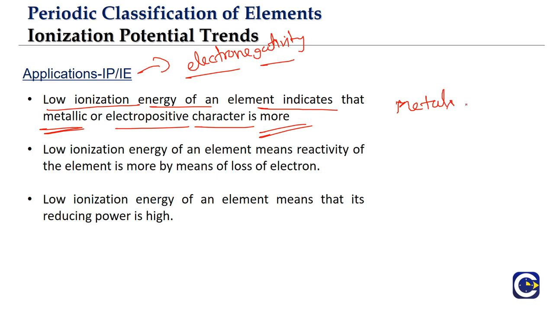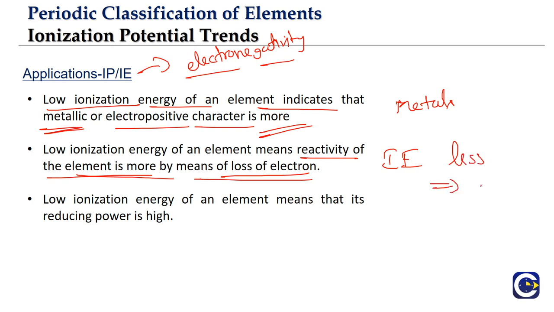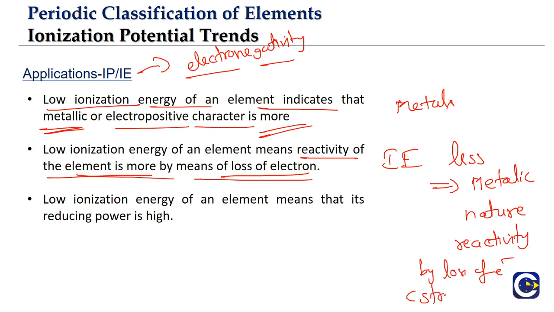Now the low ionization energy of an element also means that the reactivity of the element is more. What is reactivity as a metal? It is the reactivity that comes by the loss of electrons. So when the ionization energy is less, it means the metallic nature, or reactivity by losing electrons, is strong.